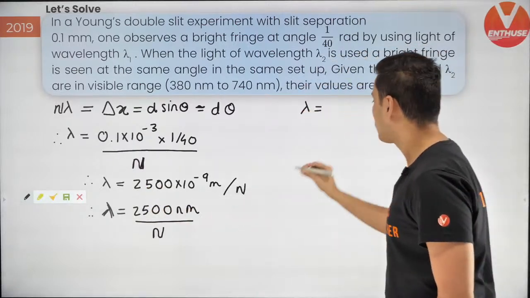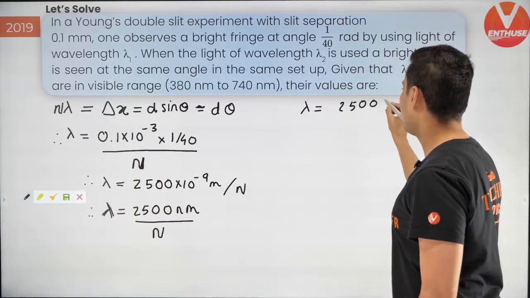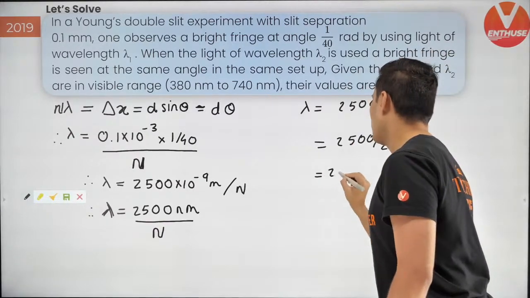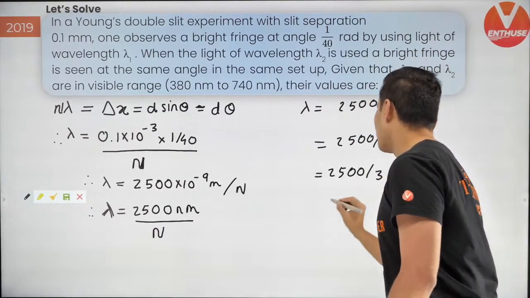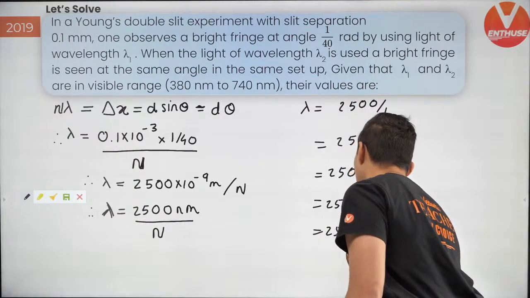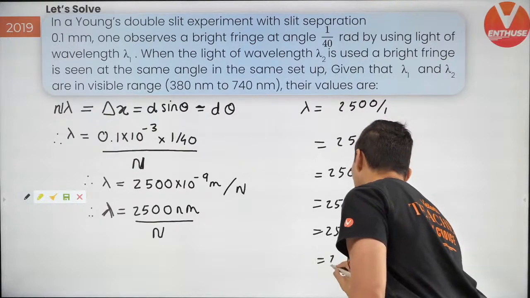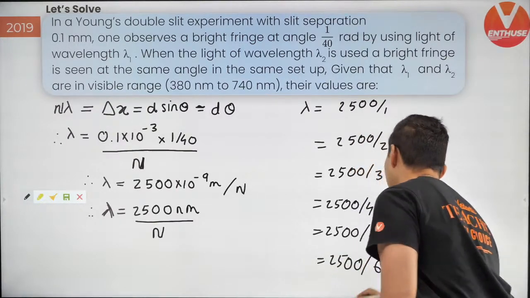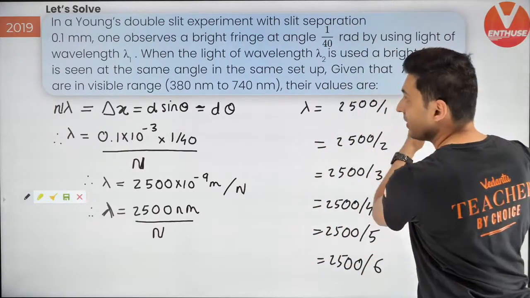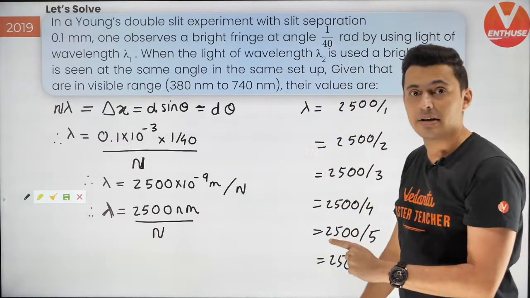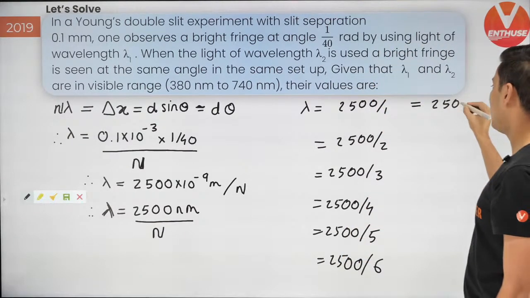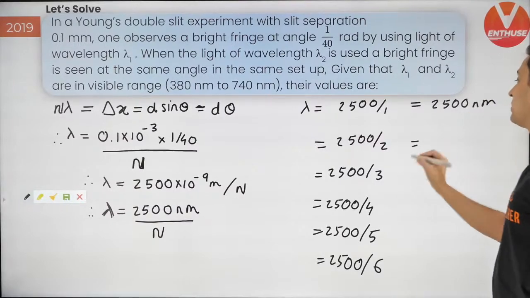What are the different values of lambda that you can get? Just put n as 1, you will get 2500 divided by 1. Then 2500 divided by 2, 2500 divided by 3, 2500 divided by 4, 2500 divided by 5, 2500 divided by 6. You will get all these wavelengths which will give you constructive interference at that same angle. The angle is not changing. So now just calculate the values. 2500 nanometers. Correct, guys? I hope this is clear.